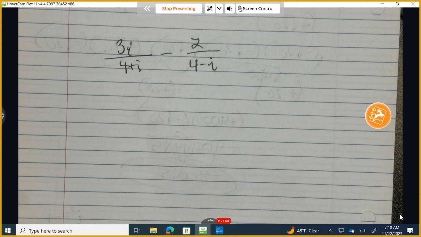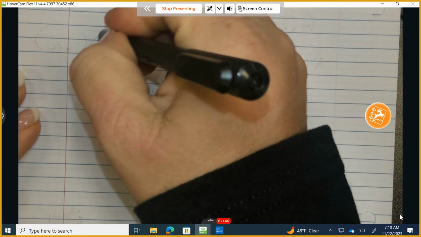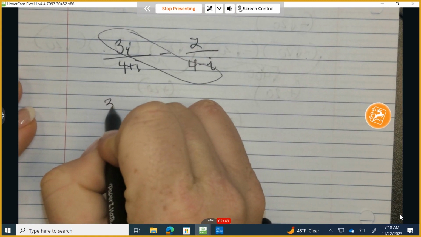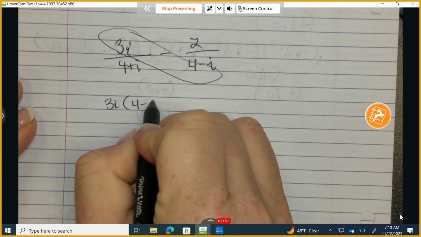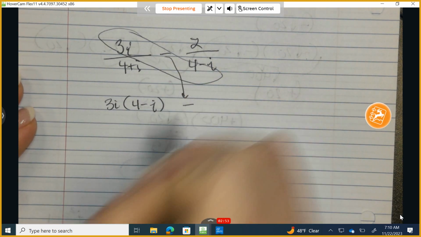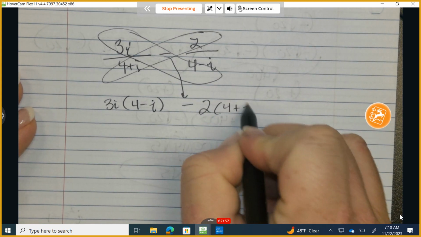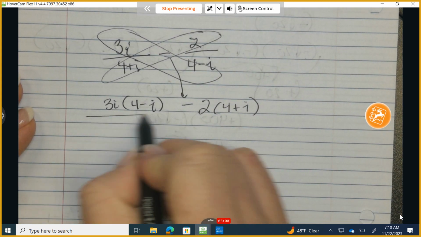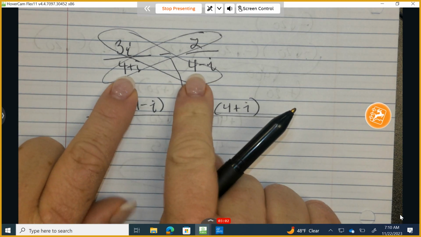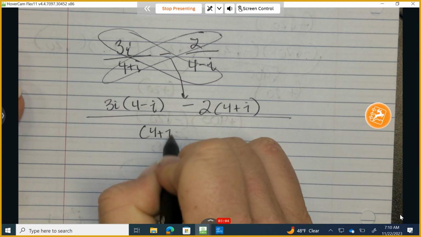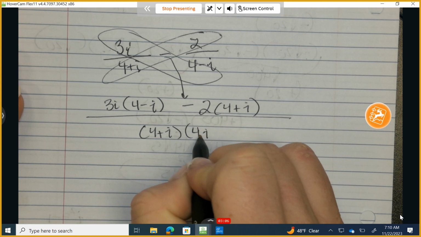If you look it up, Mr. McFarland calls it the McFarland method. So we're going to multiply 3i times this quantity, so 3i times 4 subtract i. I'm going to drop down the subtraction sign. And then I'm going to take 2 times the quantity, 4 plus i. And this is all going to be divided by pushing these two groups together, 4 plus i and 4 minus i.